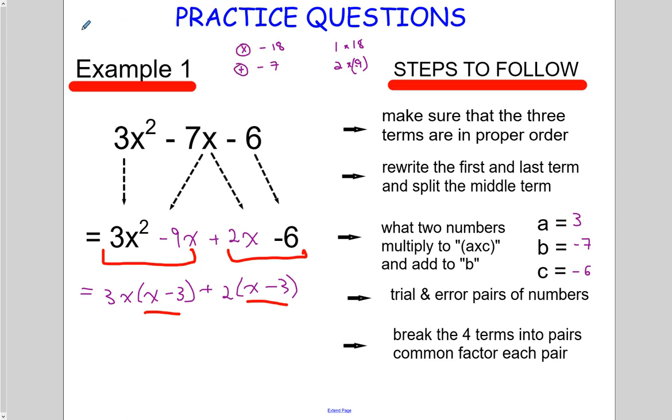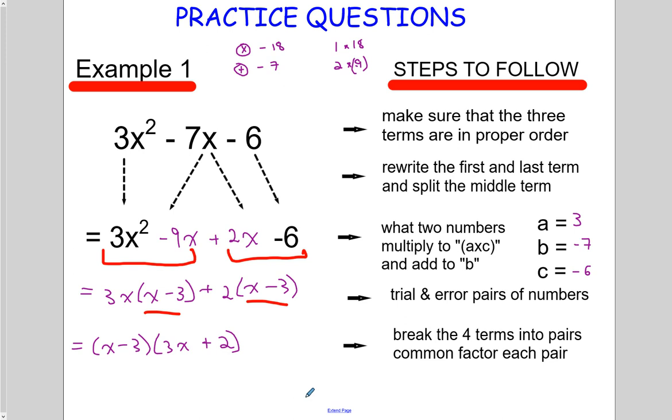Those are the same, meaning we can do a thing called factor by grouping, where we're going to pull out this whole group. I'm going to factor an x minus 3 out of the first term, and that leaves me with just a 3x. And then I'm going to factor an x minus 3 out of the second term, and that leaves me with just a 2. And this is actually where we are finished.